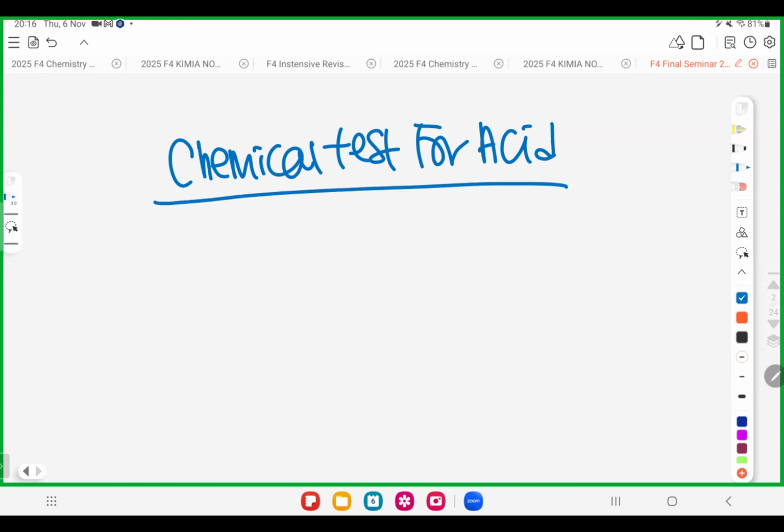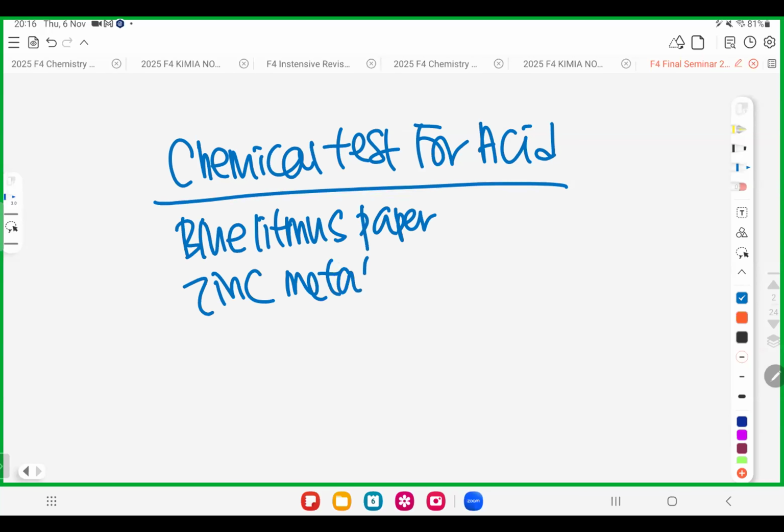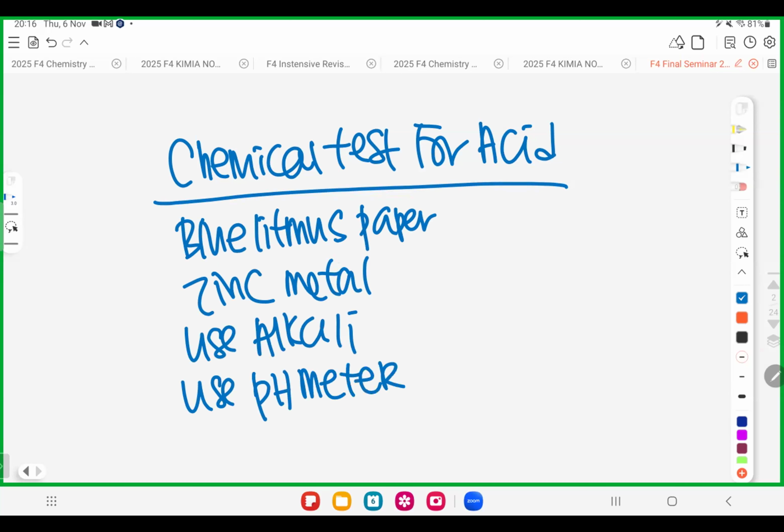Okay, number 1, use blue litmus paper. Number 2, use a zinc metal. Number 3, use alkali. Number 4, use pH meter. This is a question that a lot of students answer wrongly. When they ask for a chemical test, you cannot use litmus paper, because you will think it is so easy: put a blue litmus paper, it turns red, it is acid. No, litmus paper is not it.